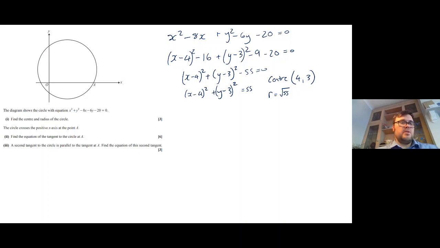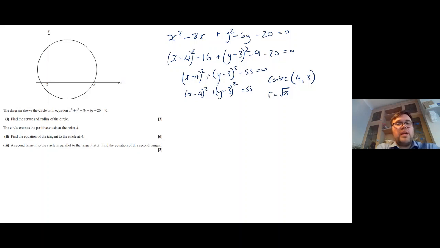Which question are we on? Minus 20. That's the one. Okay, next point. Find the equation of the tangent. Sorry, find the radius and find the circle.